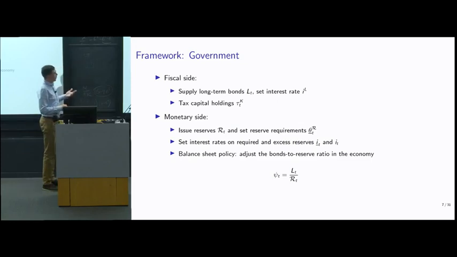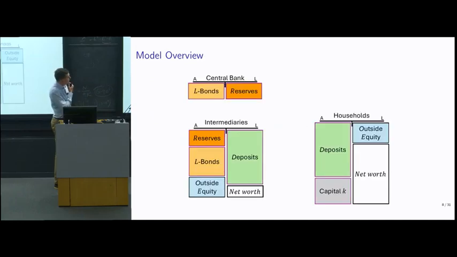Finally, there's going to be this balance sheet policy. I'm going to have a picture for it later, but I think it probably is already clear now. The idea is that you expand your balance sheet as the central bank, you issue more reserves, you absorb the long-term bonds from the economy, and that way you affect the long-term bond to reserve ratio in the economy. That's how you can think of the balance sheet policy. All right. So that's a stylized picture of the balance sheets in this economy. So we have the households that hold the capital that carries this idiosyncratic risk.